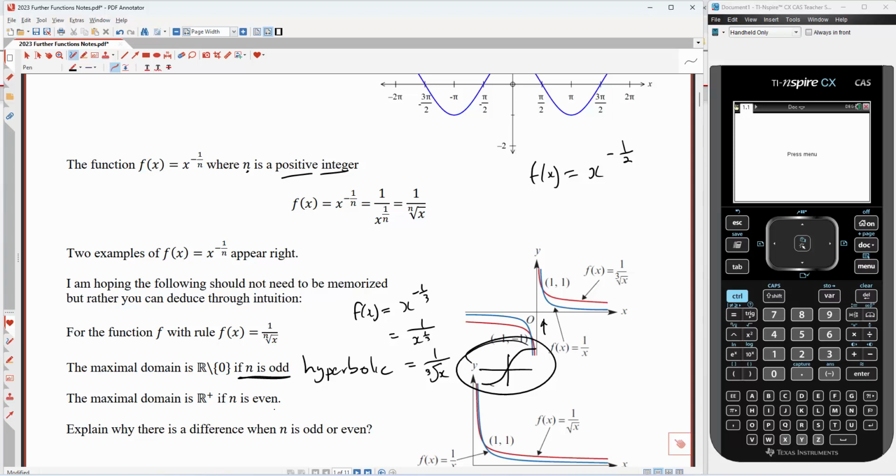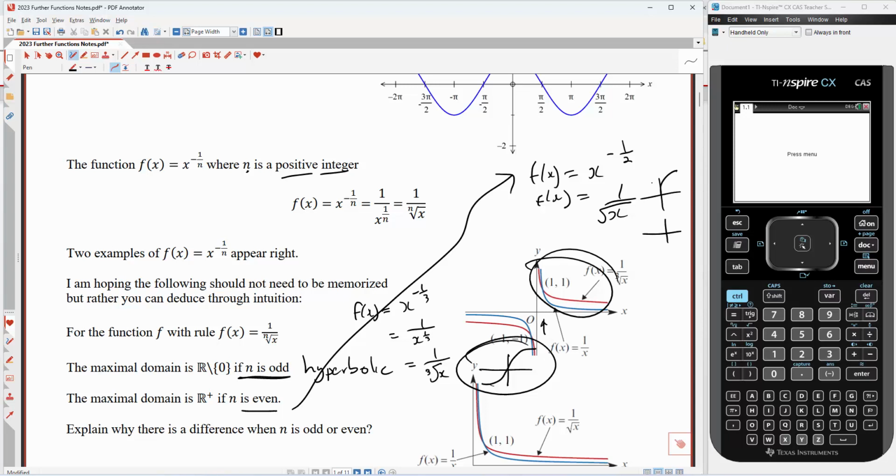What about even? Very similar, but only this right-hand part. The reason for that is, let's have a look at this one here. When n is even, f of x equals 1 over root x. The reason why we only get this right-hand side is that you can't find the square root of a negative number. So for values of x that are negative, this function will be undefined. We imagine the square root function like this, and then we do 1 over that, which will be that function there.